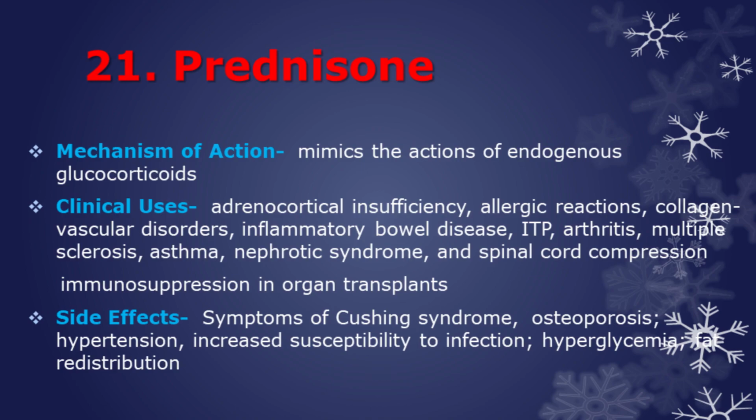Glucocorticoids are used in the treatment of adrenocortical insufficiency, allergic reactions, collagen vascular disorders, for example, SLE, RA, polymyositis, inflammatory bowel disease, ITP, arthritis, multiple sclerosis, asthma, nephrotic syndrome, and spinal cord compression. Other uses include the diagnosis of Cushing syndrome, stimulation of fetal lung maturity, treatment of leukemia and lymphoma, part of several chemotherapeutic regimens, and immunosuppression in organ transplants.